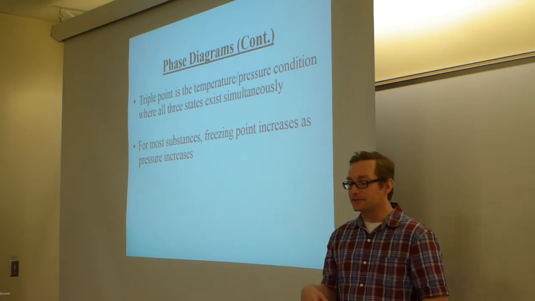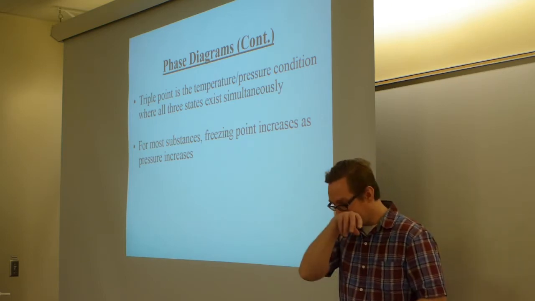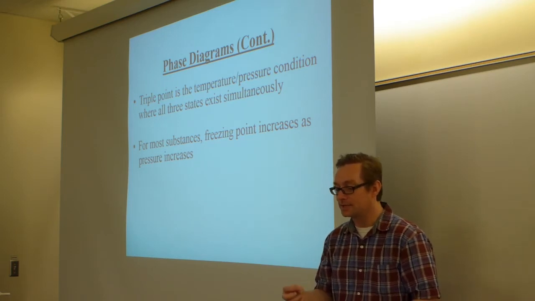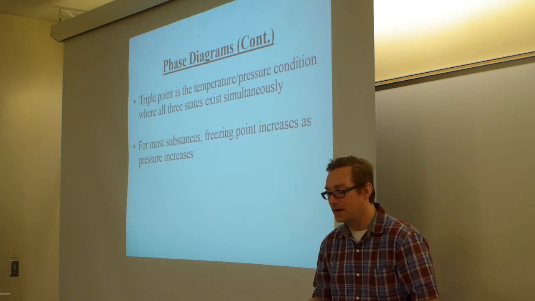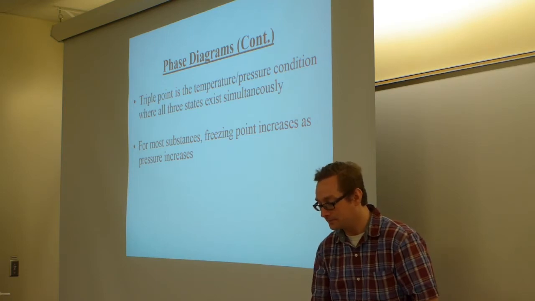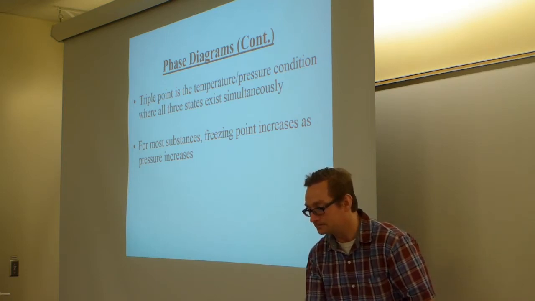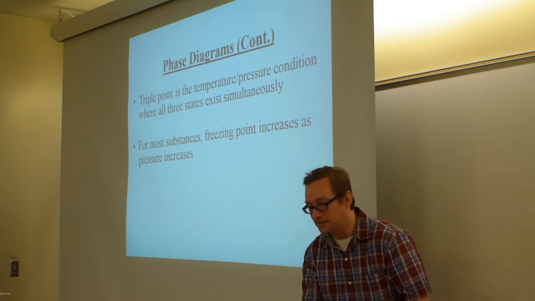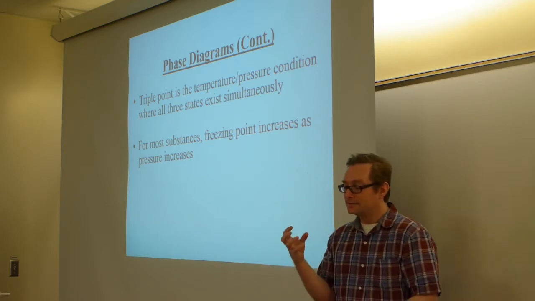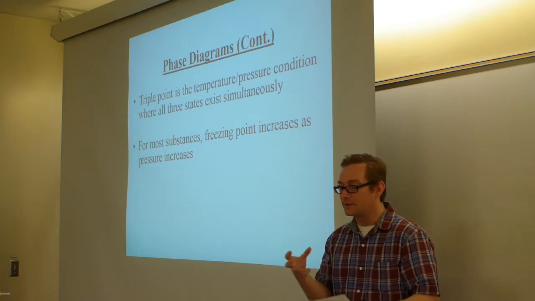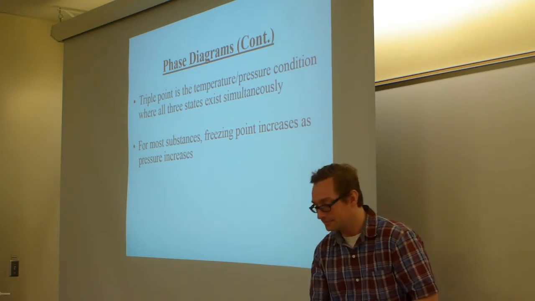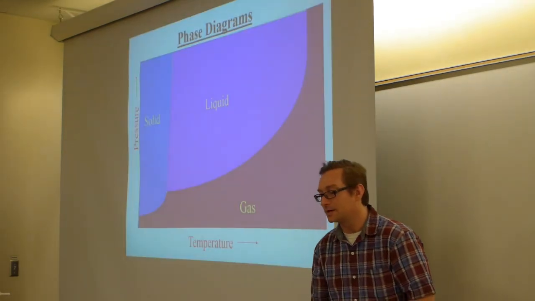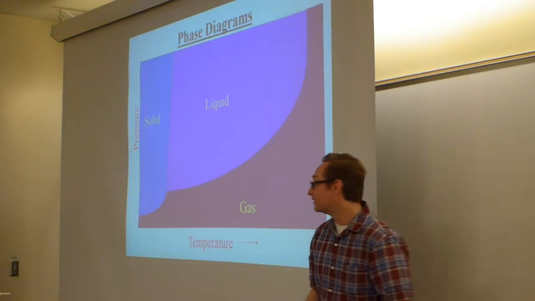So for most substances, the freezing point will increase as the pressure increases. If you're increasing the vapor pressure, there are a lot of particles, and they start to want to condense. So things will start to freeze at a higher temperature. All right, so here's a phase diagram.